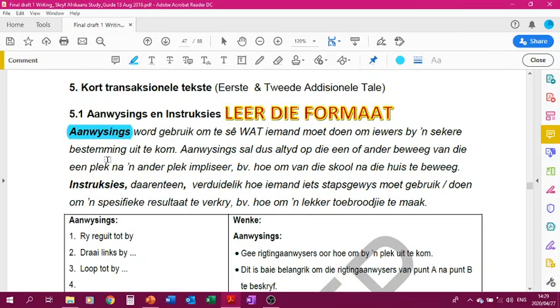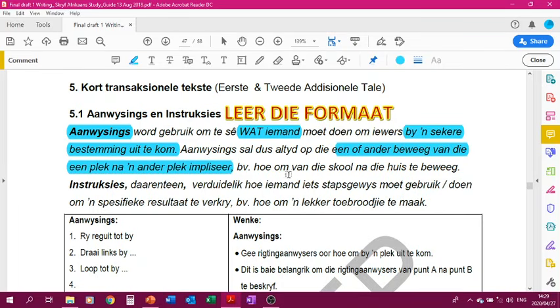Okay, directions, aanwysings, always tells us what someone has to do to get from or get to a certain place, an end destination. The aanwysings or the directions will then always tell you to get from one place to another place. For example, how to get from school to your house.